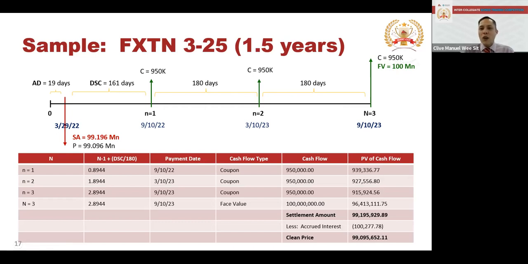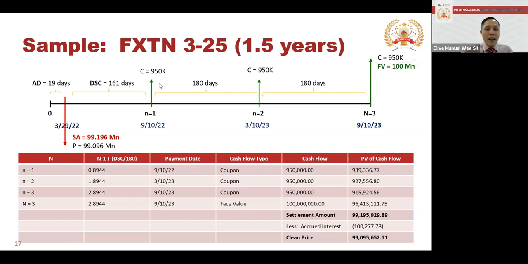Now that we've estimated the cash flows, that's the first step in the bond valuation process, estimate the cash flow. Next, what is the discount rate? The discount rate is your yield to maturity. So our yield to maturity is 3.175%. These cash flows, the 950,000, 950,000, and 100 million plus 950,000, we will take the present value of each of these cash flows at 3.175% yield to maturity. That's the second step. And the third step is actually computing the present value.